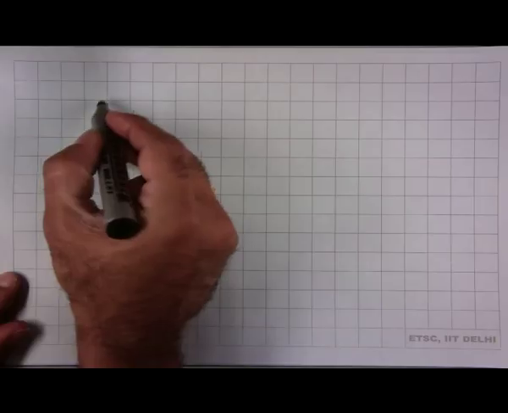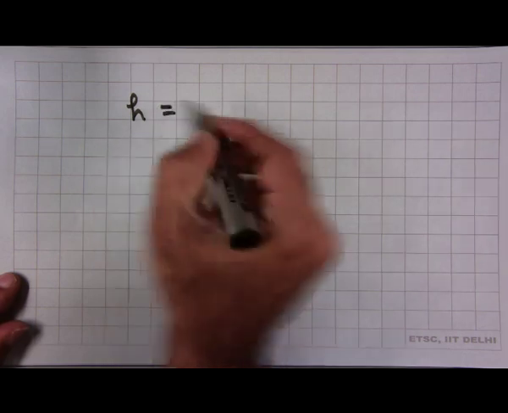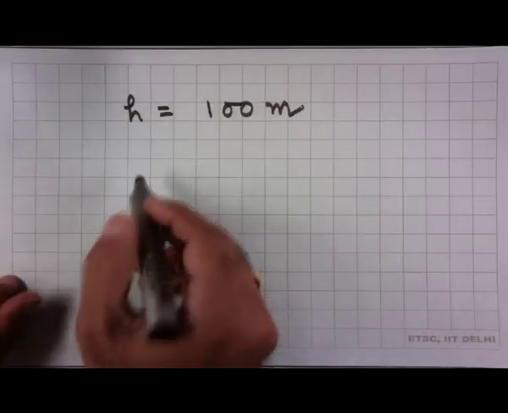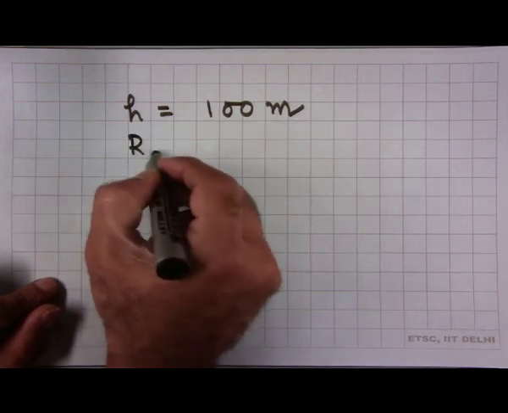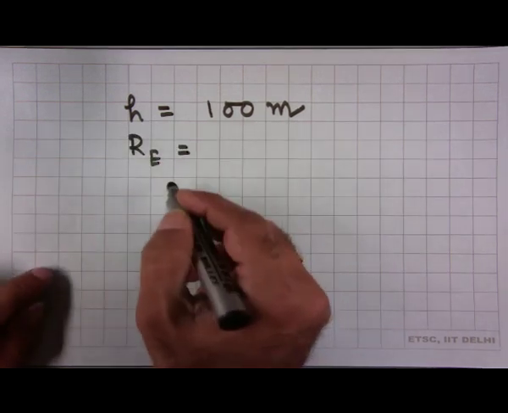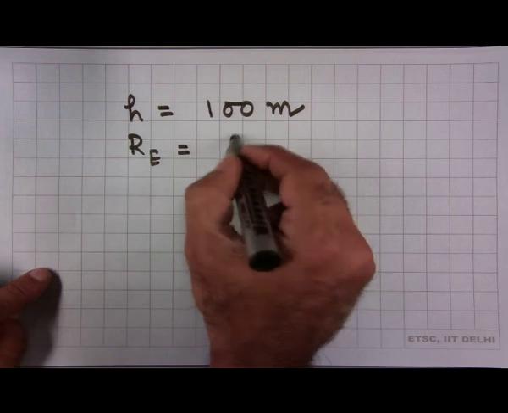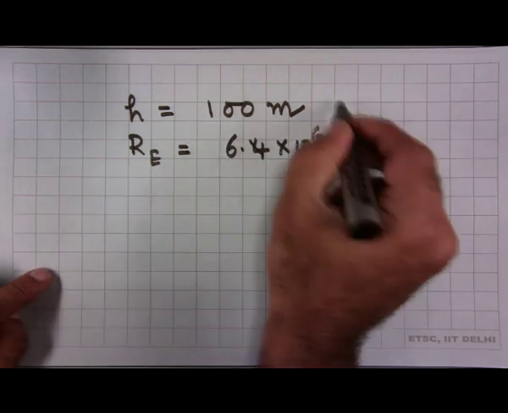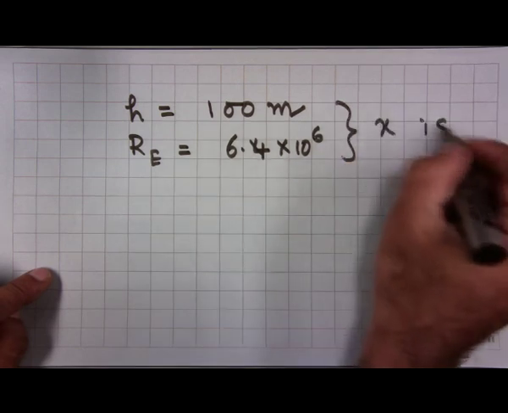So it is not difficult to estimate what that value of x is. So even if I put h equal to 100 meters, which is quite a large number, my radius of the earth is 6400 kilometers. So that will be 6.4 into 10 to the power of 6 meters. Therefore you see x is really small.